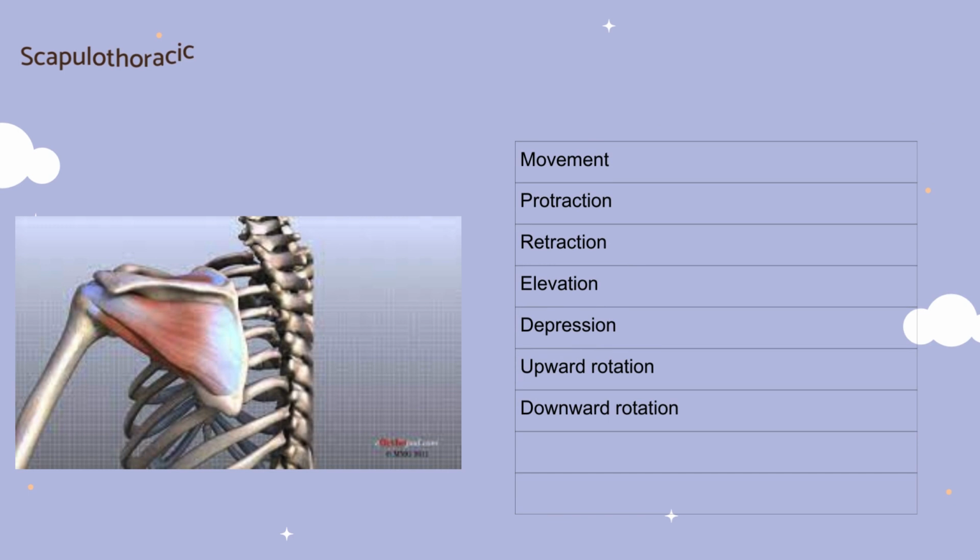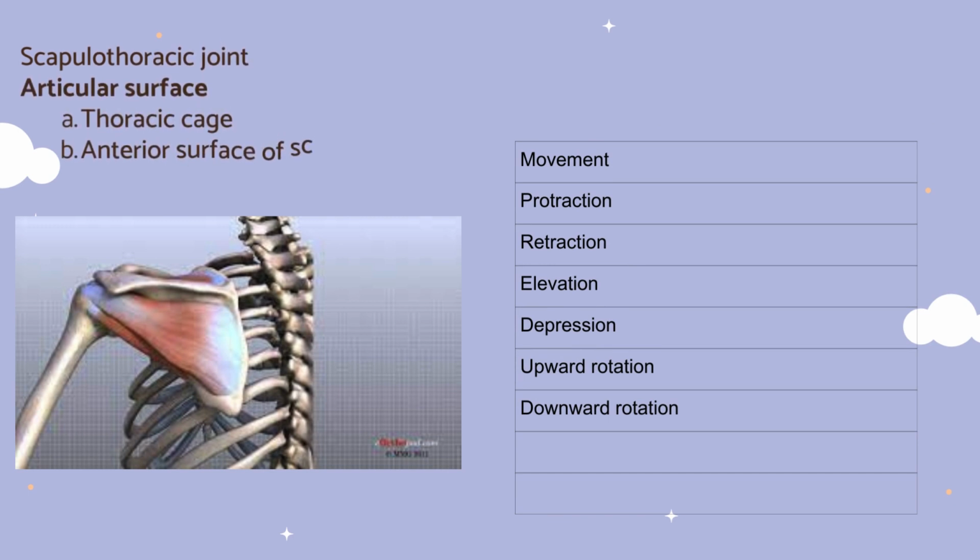The scapulothoracic joint is not a true joint in the traditional sense, as it does not involve the articulation of bones with a synovial joint capsule. Instead, it's a functional joint formed by the interaction between the scapula, shoulder blade, and the thoracic wall, rib cage. This interaction allows for coordinated movements of the scapula during various shoulder motions.